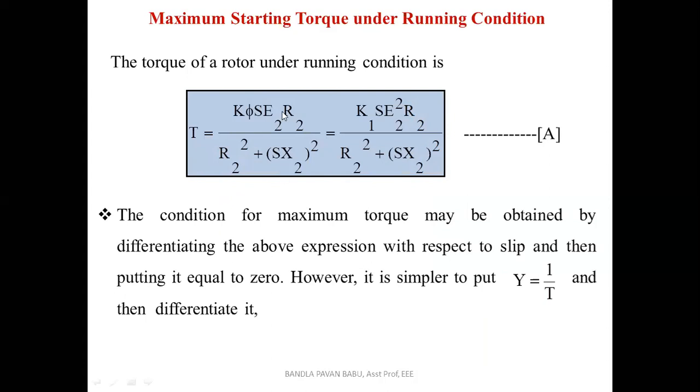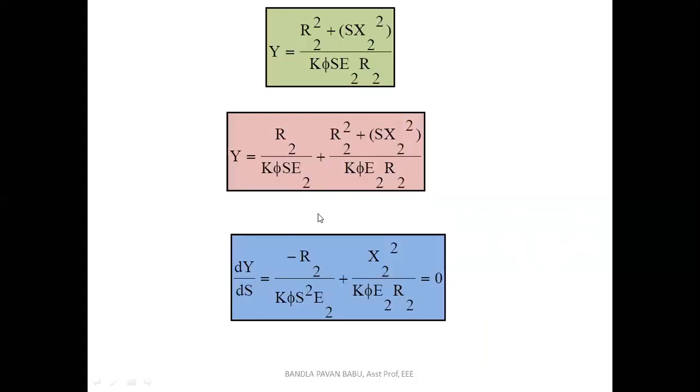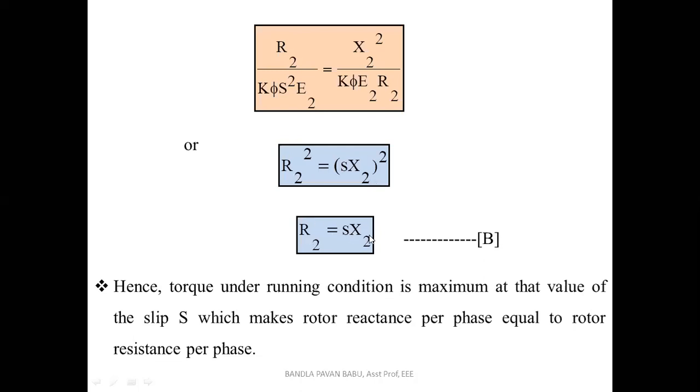Okay. So again, the same torque equation we have considered here, and for our convenience we have made it as y equal to 1 by T. Next, we have segregated the same equation for doing the differentiation. So we need to differentiate with respect to the slip. Of course, in the standstill condition, the slip is considered as 1, but in running conditions, slip cannot be 1 here. It should be a certain finite value there. Okay, differentiate with respect to slip, and we get R2 equal to S into X2. So after all this derivation or calculations, we got R2 equal to S into X2.